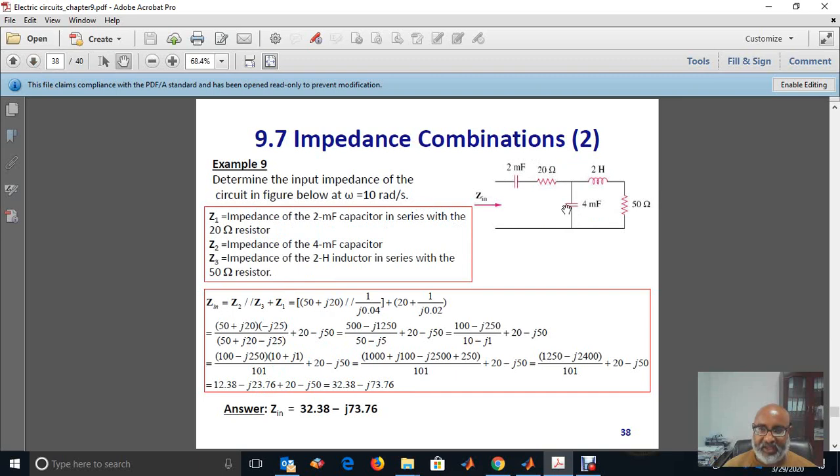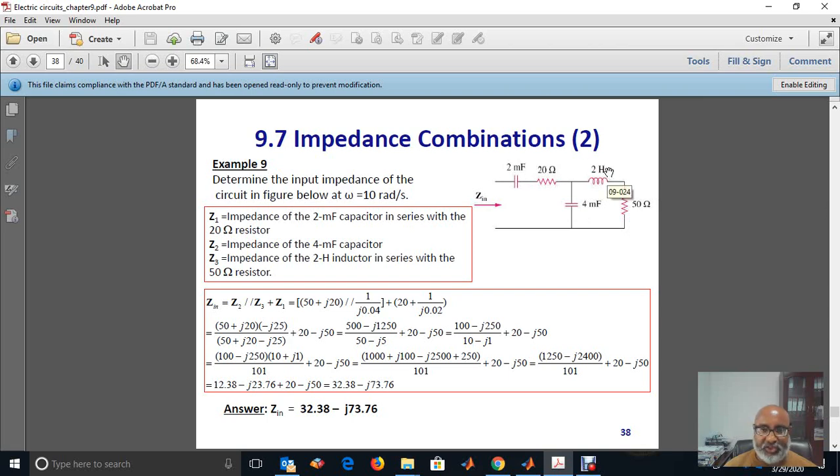Let's have this example. Let's determine the input impedance at omega 10 radians per second. So here you see this inductor is in series with the resistor, and these two together will be in parallel with the capacitor, and everything will be in series with this. But first we need to change them to phasor form.